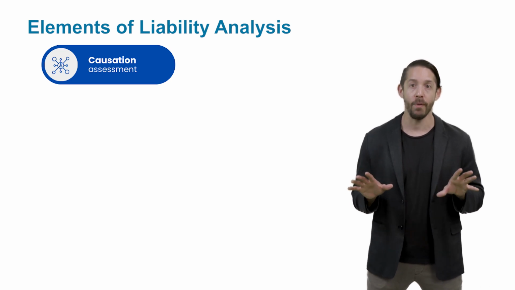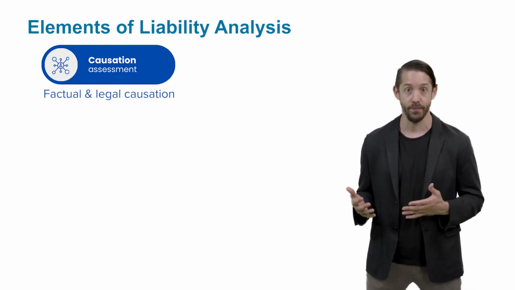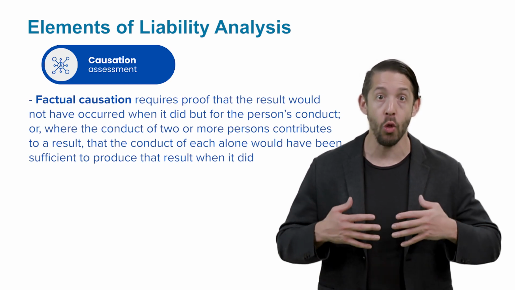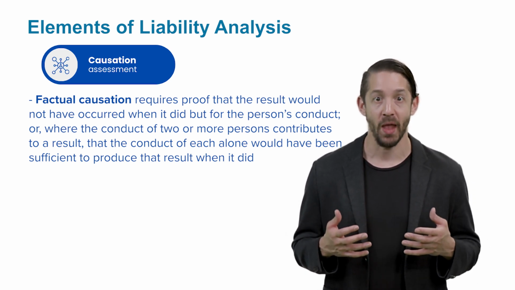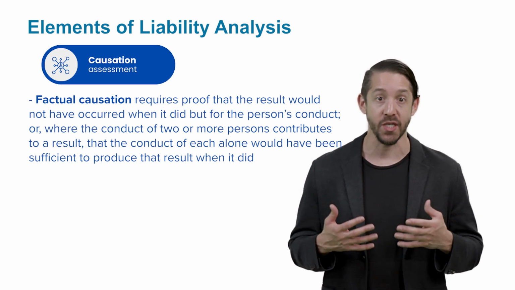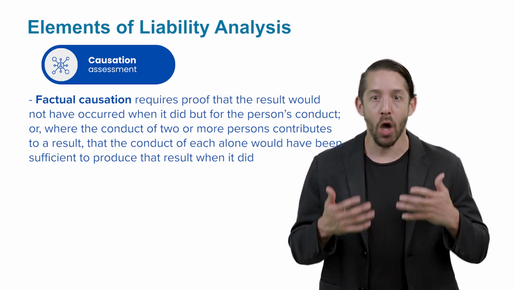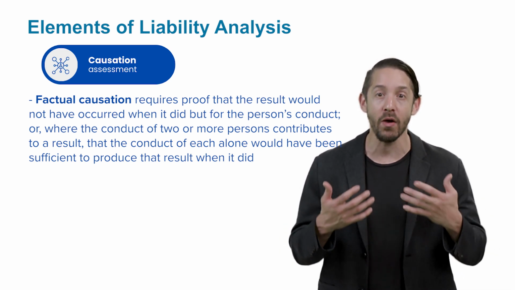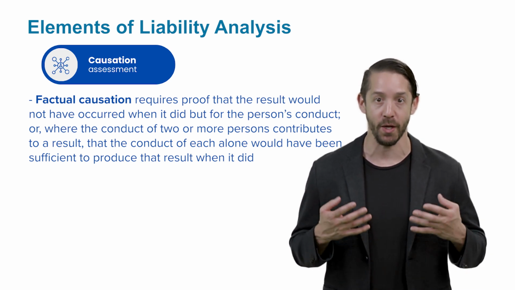There are two different components of causation: factual causation and legal causation. Simply put, factual causation requires proof that the result would not have occurred when it did, but for the person's conduct. This is essentially a scientific inquiry, which asks you to imagine a world in which the defendant's conduct did not occur. And it's also in contrast to the fundamentally moral inquiry required by legal causation, which is also an essential component of every result element crime.